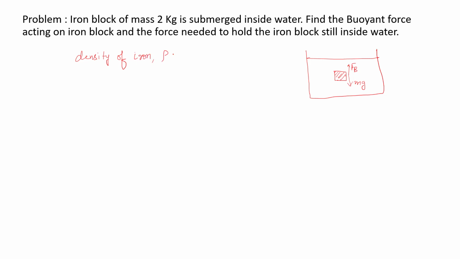Let's name it as rho. This is equal to 7860 kilogram per meter cube. Now let's find out the volume of this iron block. Volume, as you know, is equal to mass divided by density. So this is equal to mass, which is 2 kg, divided by density, and the volume is in meter cube, correct?